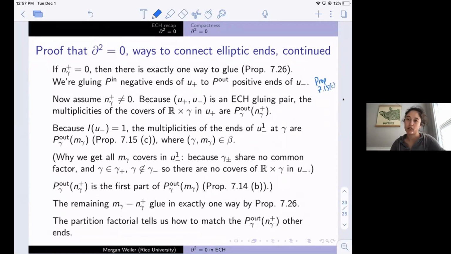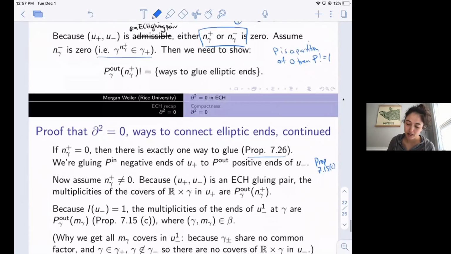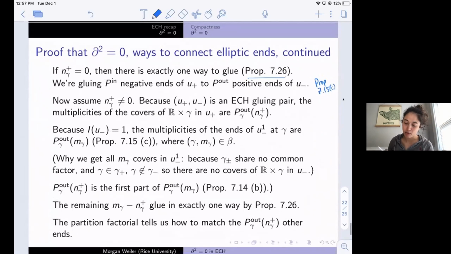So index 1 curves are going to have negative ends given by P in and positive ends given by P out. And because P in is maximal and P out is minimal, there is an index 0 branched cover to connect them. And this proposition says there's exactly 1, which is good because if n gamma plus is 0 also, then this is 1. Okay, so now let's assume it's non-zero.